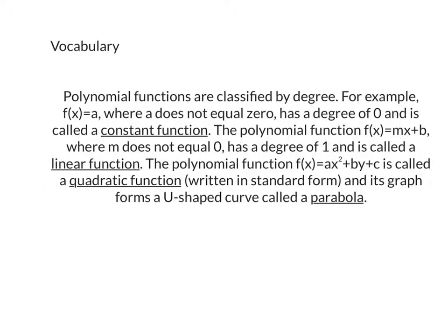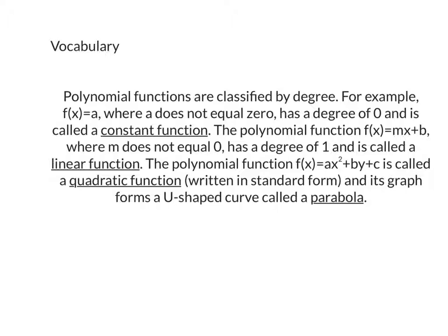So a little bit of vocabulary. Polynomial functions are classified by degree. For example, f of x equals a, where a does not equal 0, has a degree of 0 and is called a constant function. The polynomial function f of x equals mx plus b, where m does not equal 0, has a degree of 1 and is called a linear function. We know that to be slope-intercept form, by the way.